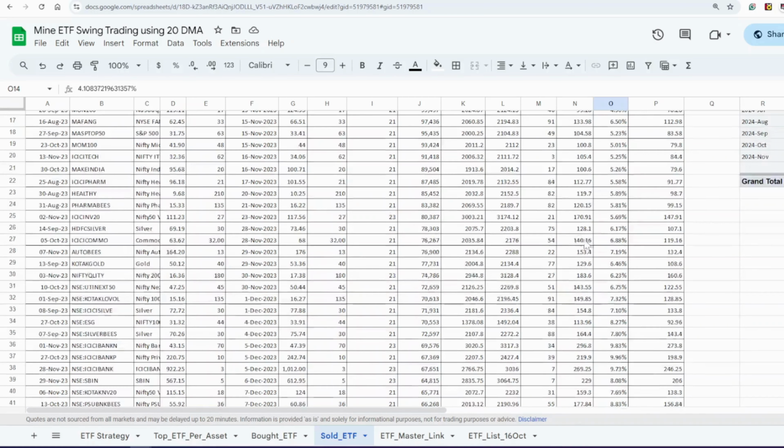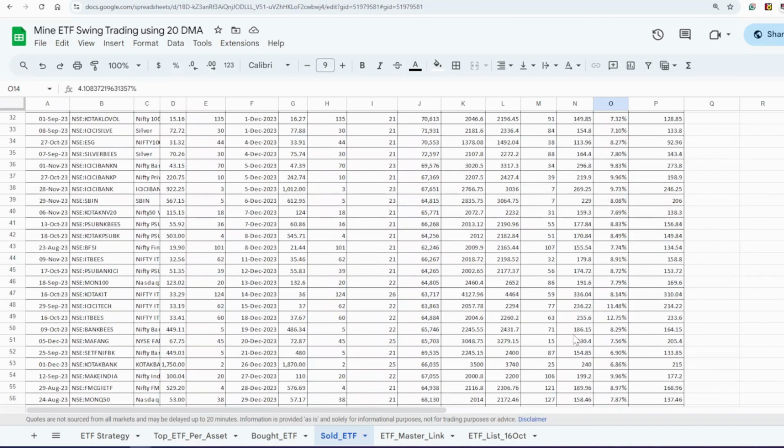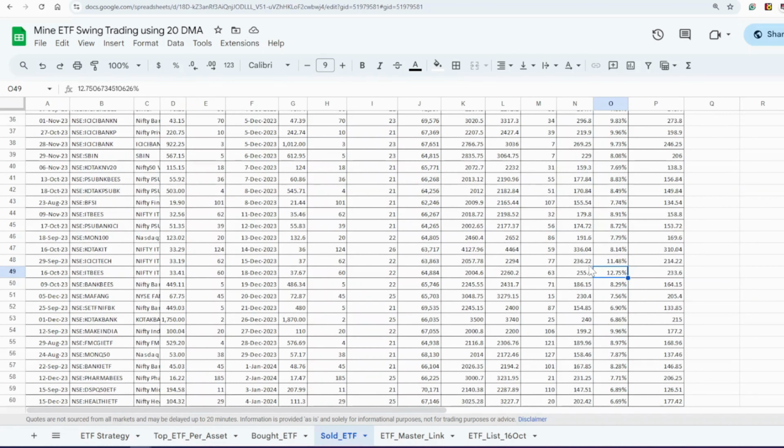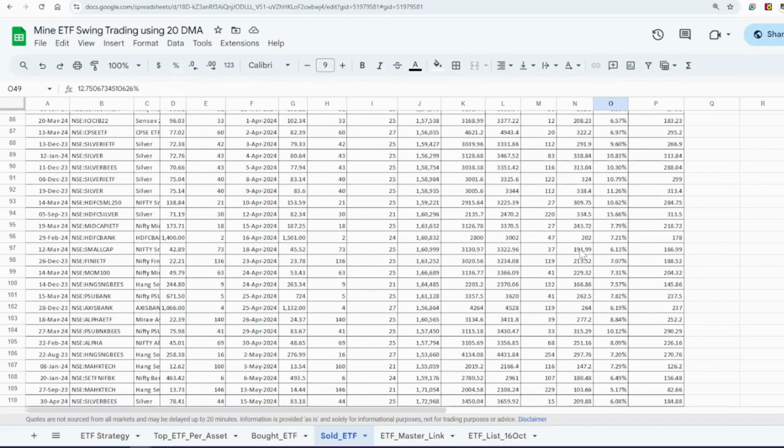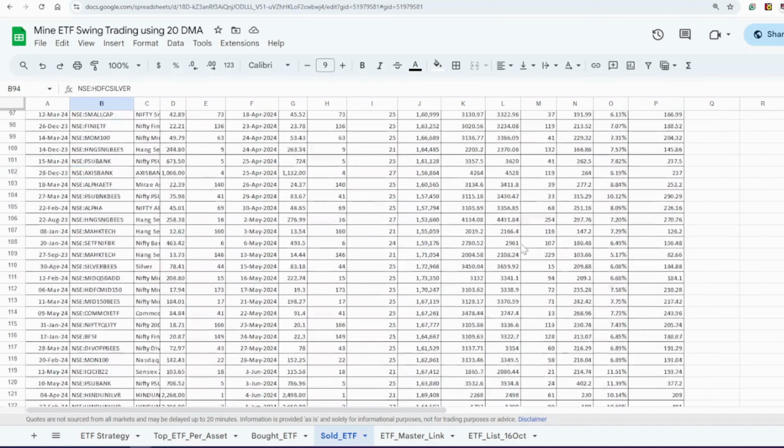Okay. So as you can see, I have also got 11.48% in some of the ETFs. I've got 12.75% also because I was trailing the profit that time. And recently, 15.66%, which I got for HDFC Silver.